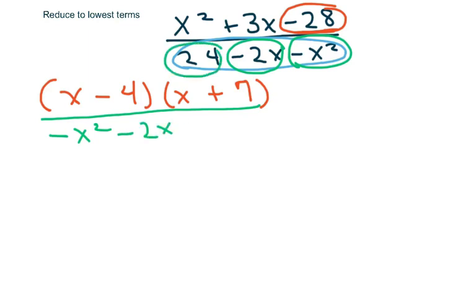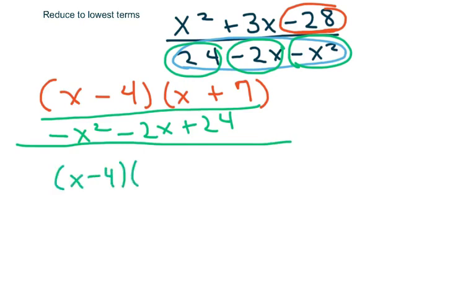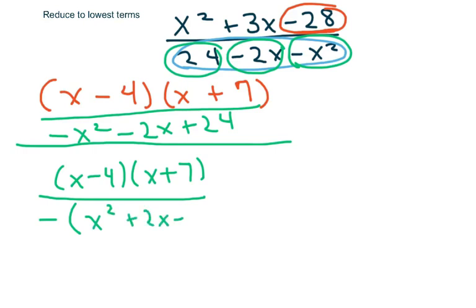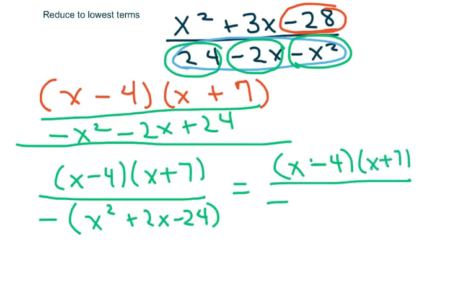Then I'm going to write this as a positive 24. I'm also going to factor out a negative x. So my next step would be x minus 4 over x plus 7. And I'm going to factor out a negative. And then when I do that, I'm going to get x squared plus 2x minus 24. Now I simplify further, and keep the negative there. And it's going to be x minus 4 times x plus 6.